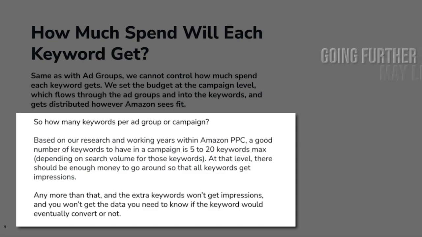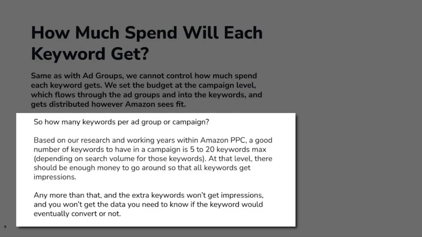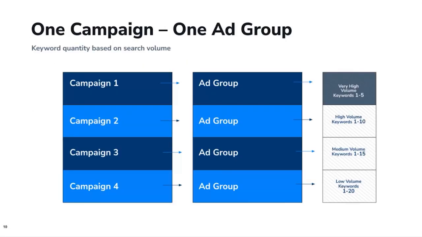If you do any more than that, then you might have some keywords that don't get any impressions at all. Then you won't get the data that you need, and you really don't know if that keyword that you've added into the campaign is anything or not. So how you should split them up is basically looking at one campaign, one ad group.